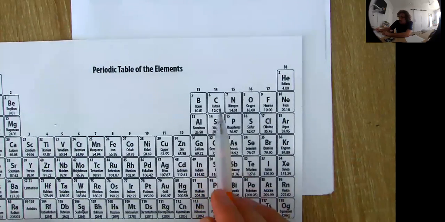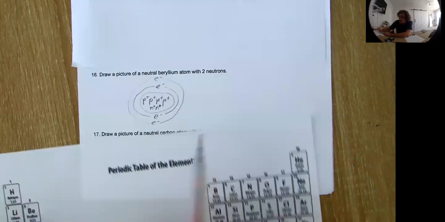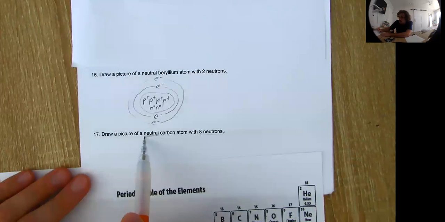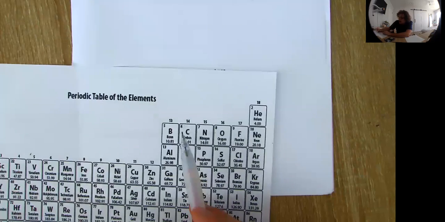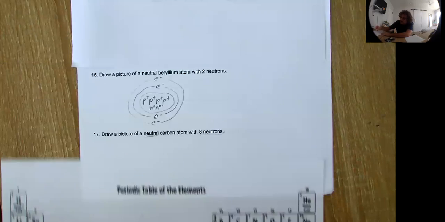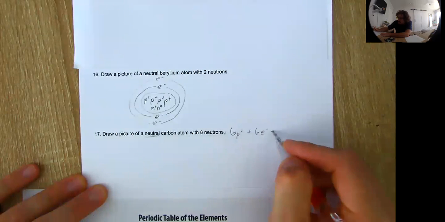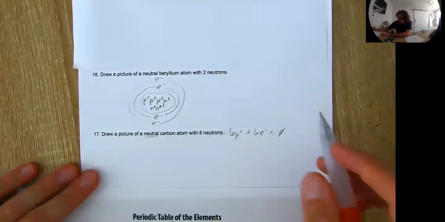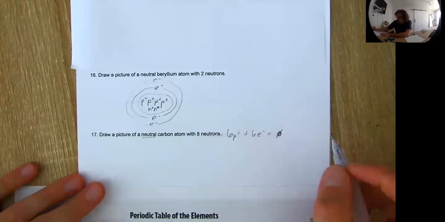Okay, carbon number 6. The number 6 tells me that there's 6 protons. And since it says it's a neutral carbon, that means it's going to also have 6 electrons, because 6 positives plus 6 negatives equals a neutral charge. That is no charge right there. 6 positives plus 6 negatives.